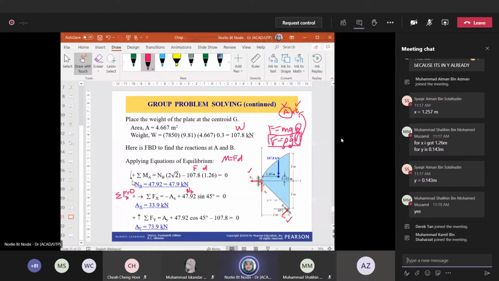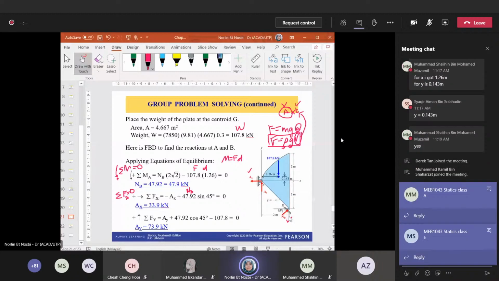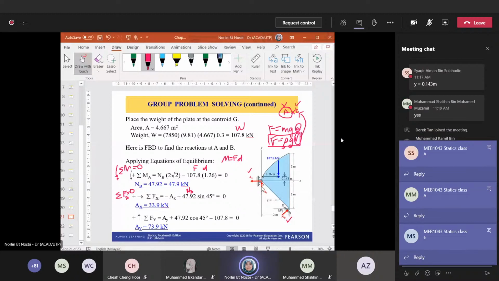So now let us do the summation of the moment. The summation of moment equals 0. If you assume the direction downwards is positive, which point do you want to choose? A or B? Which one is easier if you want to find the unknown force? A or B? You must know the concept. Okay, yeah, correct, A. Why?